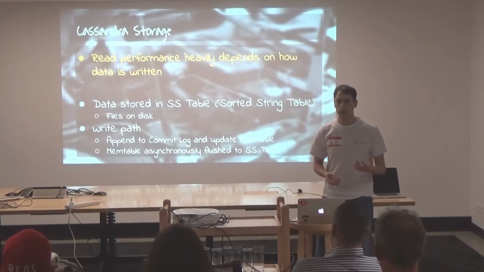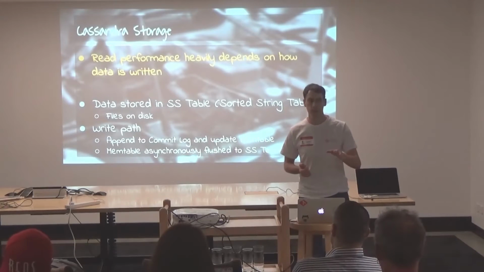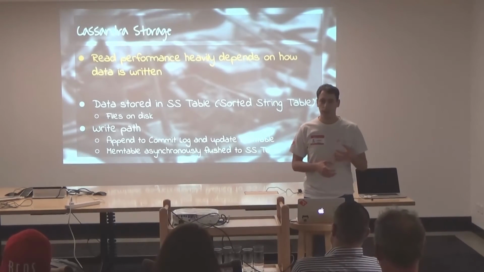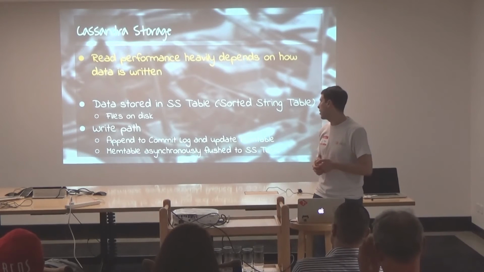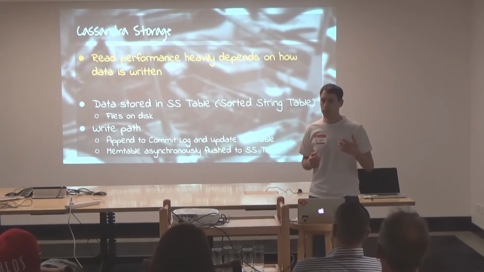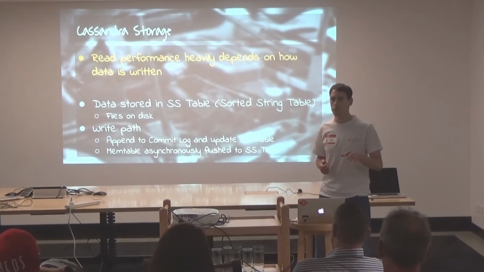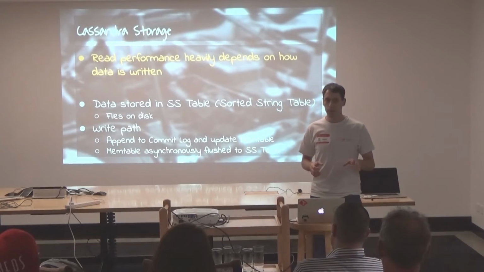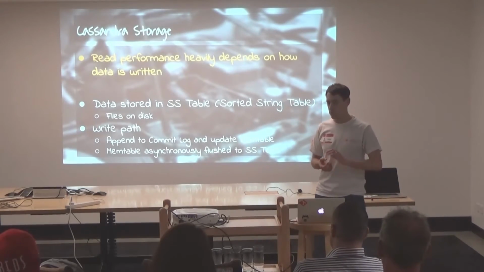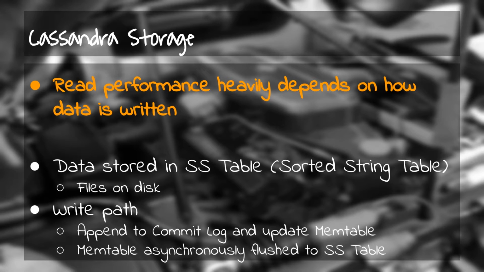And I'll explain why. As Alex touched on briefly before, Cassandra stores its data in SS tables, which is essentially just a file on disk, right? And to get an idea of how it does this, we should probably look at the write path first. The write path in summary is quite simple. It just appends to a commit log, updates a mem table, and then returns and acknowledges back to the client and says, yeah, I've written that data. At some point later in time, it asynchronously flushes that mem table to disk to write out that SS table.